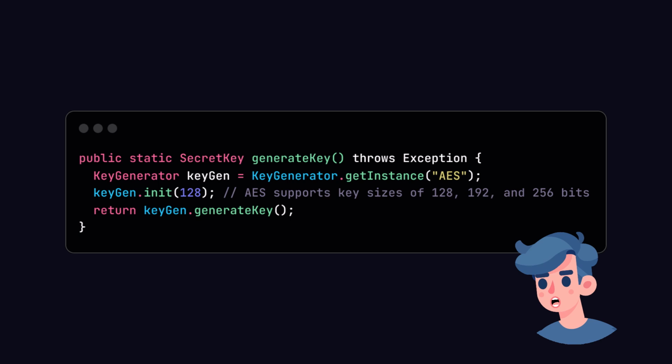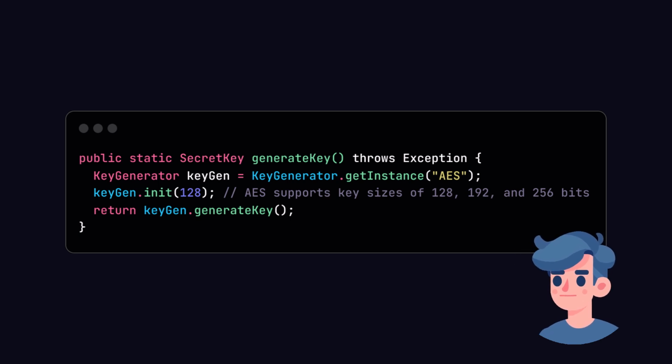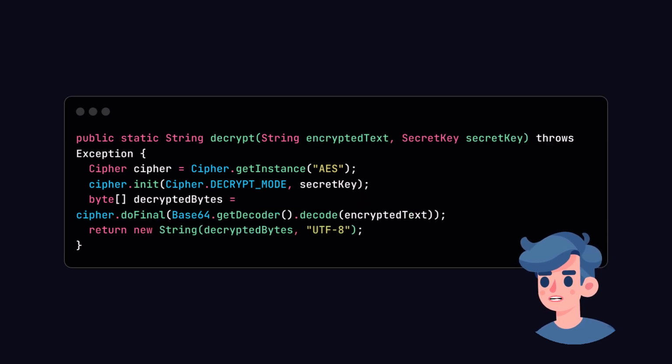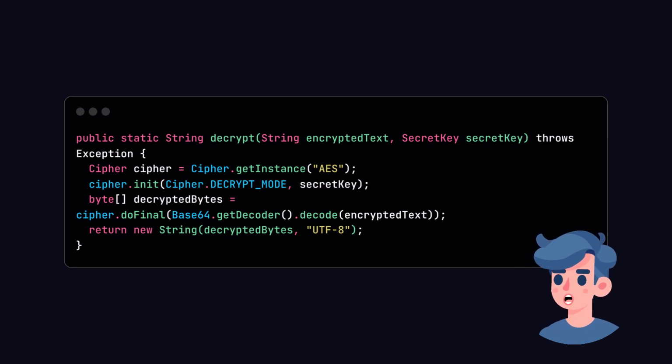Next, let's create a method to generate a secret key for AES. We can use the KeyGenerator class for this purpose. Now, let's create an encryption method that takes the plain text and the secret key as inputs and returns the encrypted text. We will also need a method to decrypt the text. This will be similar to the encryption method, but we'll set the cipher mode to decrypt.